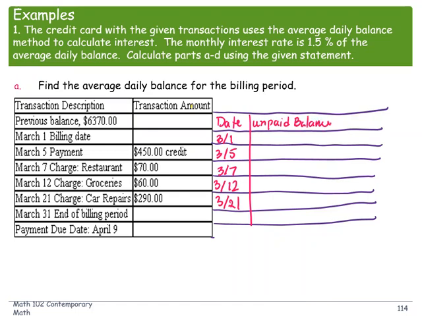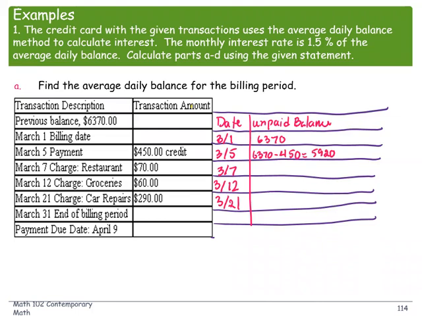Unpaid balance on the 1st, the unpaid balance is carried, which is the previous balance. The number is 6370. On the 5th, the payment was made. So the unpaid balance on the 5th is going to be 6370, the previous balance, subtracted by the credit, which is 450. So the balance on the 5th is going to be 5920.